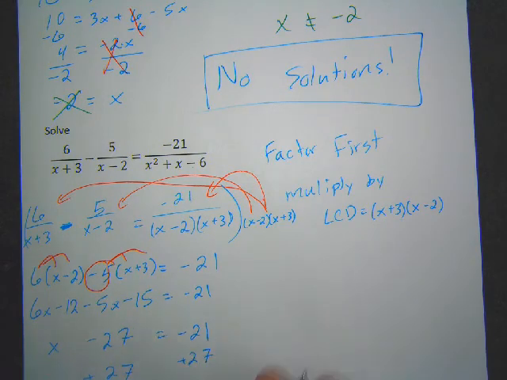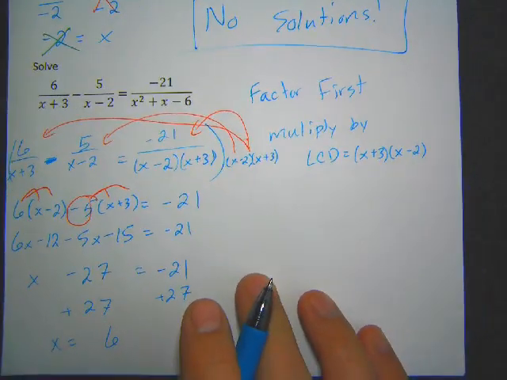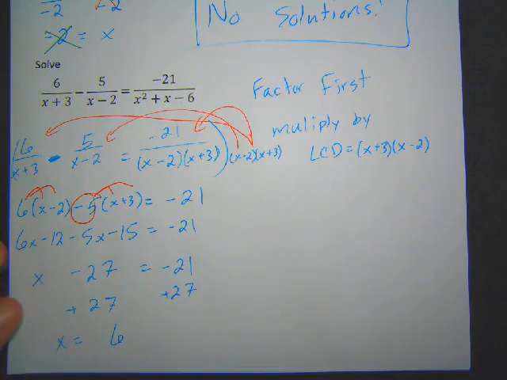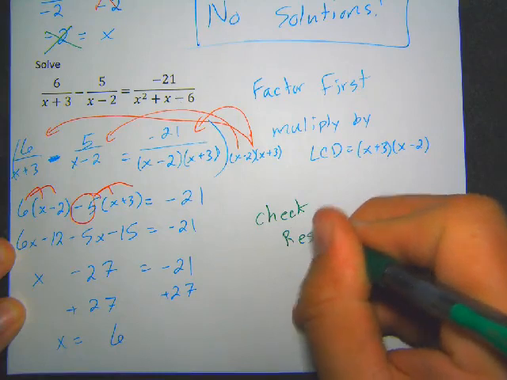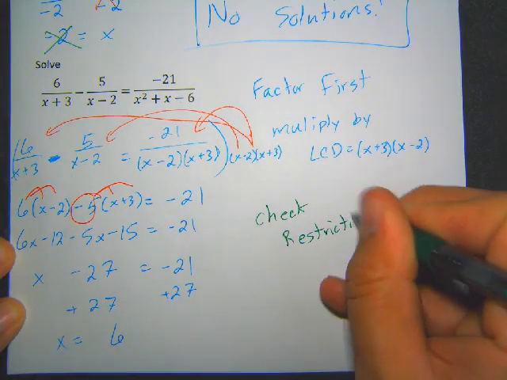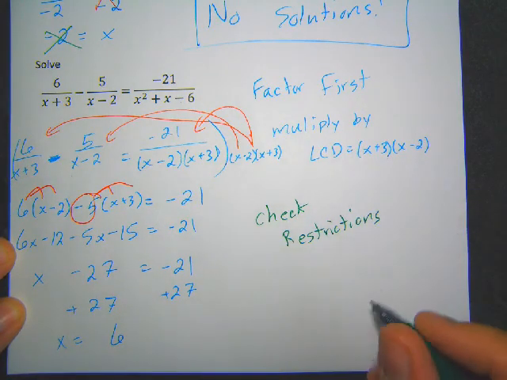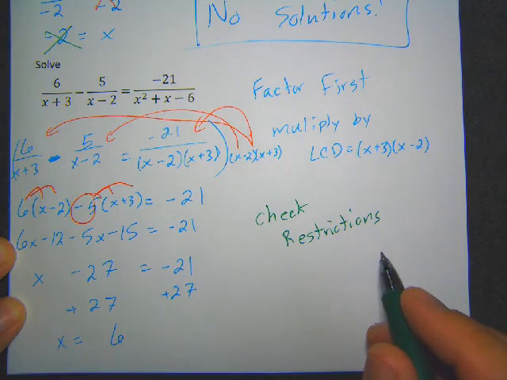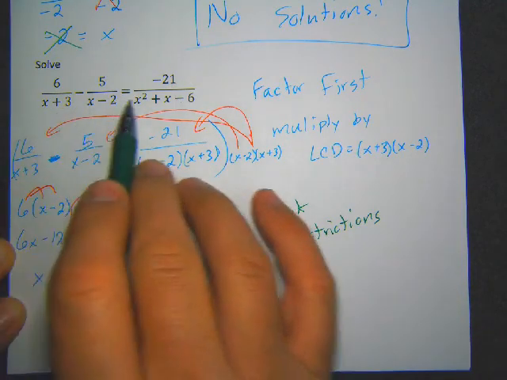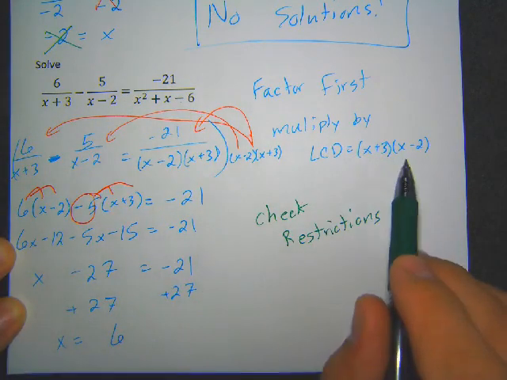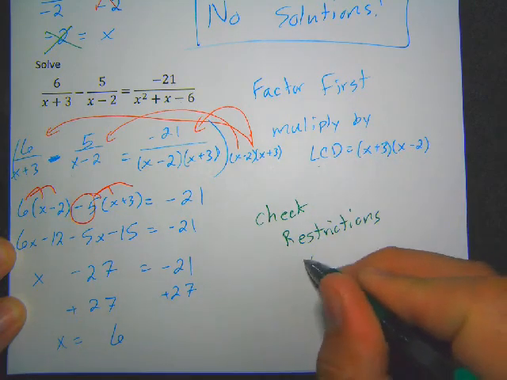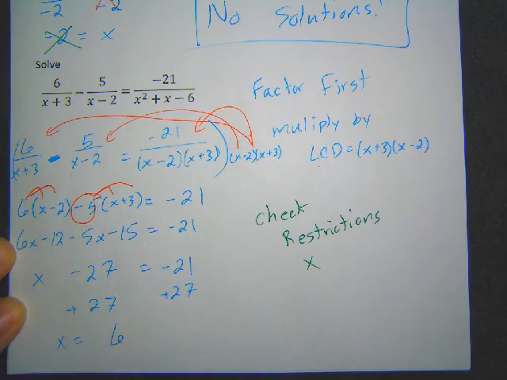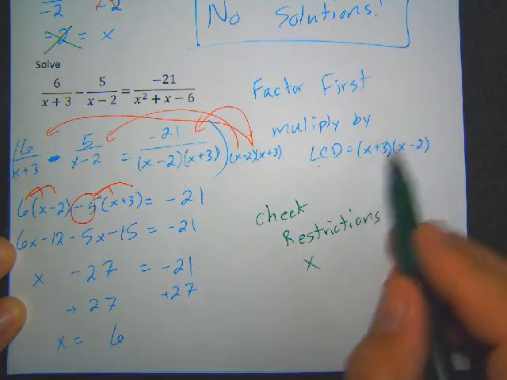Not done quite yet though, because remember, every time we do a problem like this, we have to go back and check restrictions. So we check restrictions. Again, I'm thinking about what would make the bottom 0. With these problems, when there's lots of bottoms, one thing that's nice is you can actually find all the restrictions in the LCD. So whenever you're looking for restrictions, you don't have to look everywhere for them. You could just look at the LCD, because the LCD will have all the restrictions.